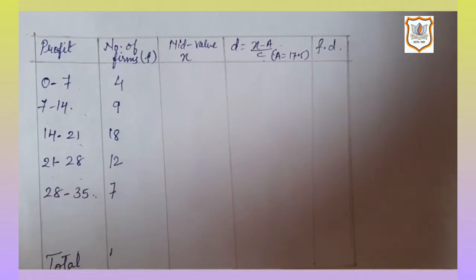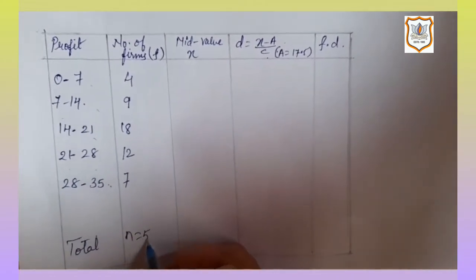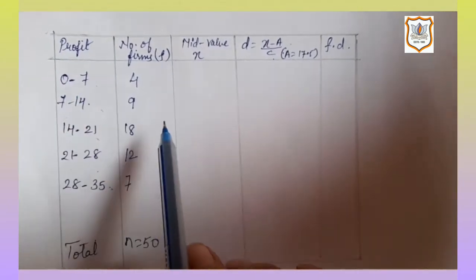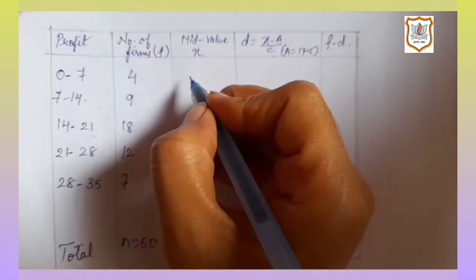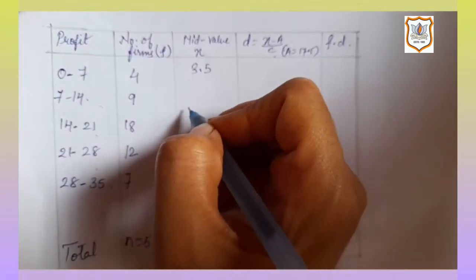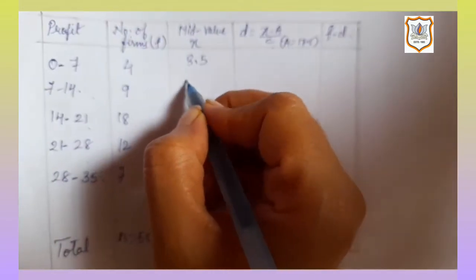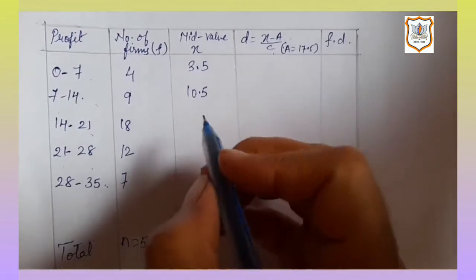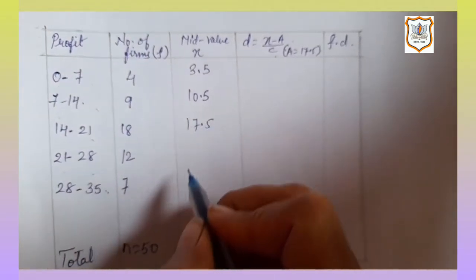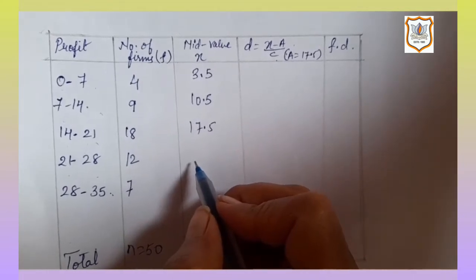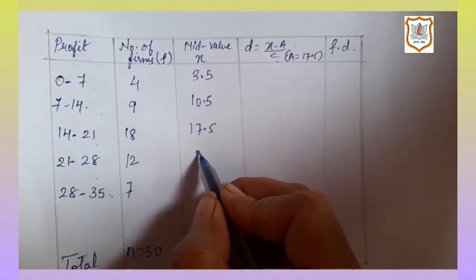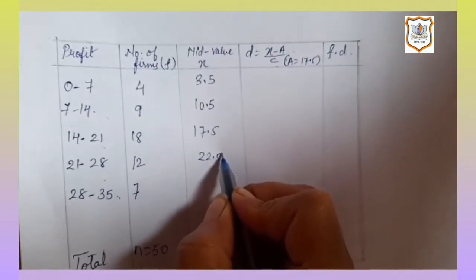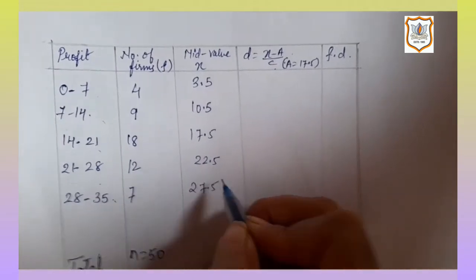So the total of frequency is 50. Now we are going to find mid values. 0 plus 7 divided by 2 is 3.5. After that 10.5. After that 17.5. Then 21 plus 28 divided by 2 will give you 22.5. And then 28 plus 35 divided by 2 is 27.5.